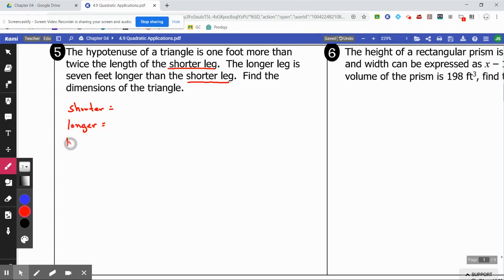And then you have the hypotenuse, which is the longest of the 3 sides. So 2 legs and the hypotenuse. It says the shorter leg is involved in both, so that's going to be our unknown, our x. It says the hypotenuse is 1 foot more than twice the shorter leg. So twice the shorter leg, and then 1 foot more than that would be 2x plus 1.